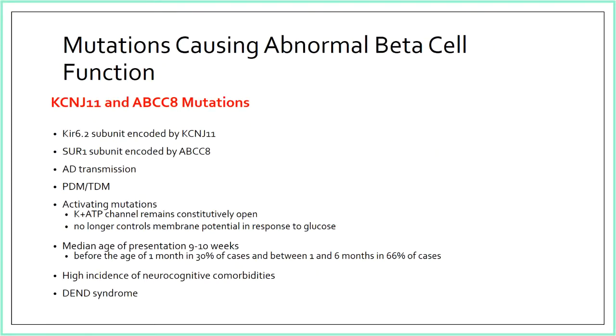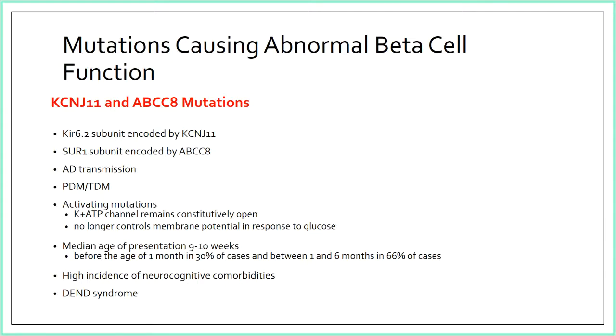So let's talk a little bit about mutations that cause abnormal beta cell function. The two most common mutations are mutations associated with the potassium-sensitive ATP channel that we just talked a little bit about. They're the second most common cause of transient neonatal diabetes mellitus after 6q24 mutations, but they're the most common cause of permanent neonatal diabetes mellitus, accounting for more than 50% of cases of permanent neonatal diabetes mellitus.